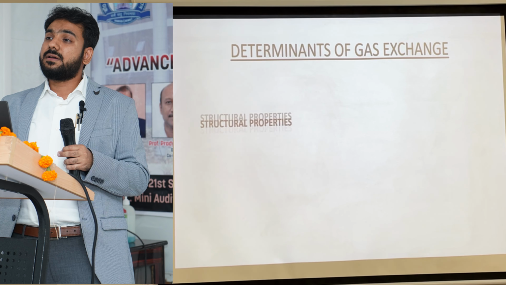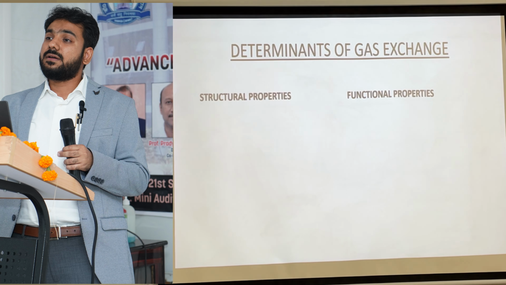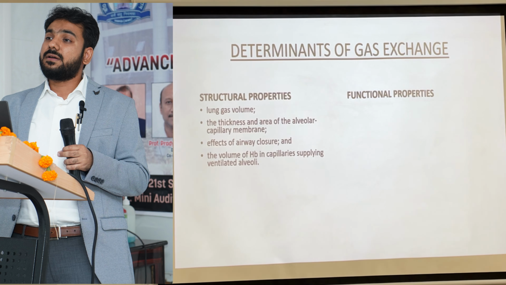So there is this complex process, and as you can see, there are a lot of determinants which can ultimately alter what we are seeing in DLCO. There can be a lot of structural and functional properties. If we look at the structural properties, there is lung gas volume, what amount of gas is actually reaching the alveoli. Then there is thickness and area of the alveolar capillary membrane. Obviously that is going to influence how the gas is getting diffused. Then the effects of airway closure. If there is airway closure, the gas won't be able to reach the alveoli, and the part of gas that is not reaching the alveoli is not going to get diffused. And the volume of hemoglobin in capillaries, which is supplying this ventilated alveoli.